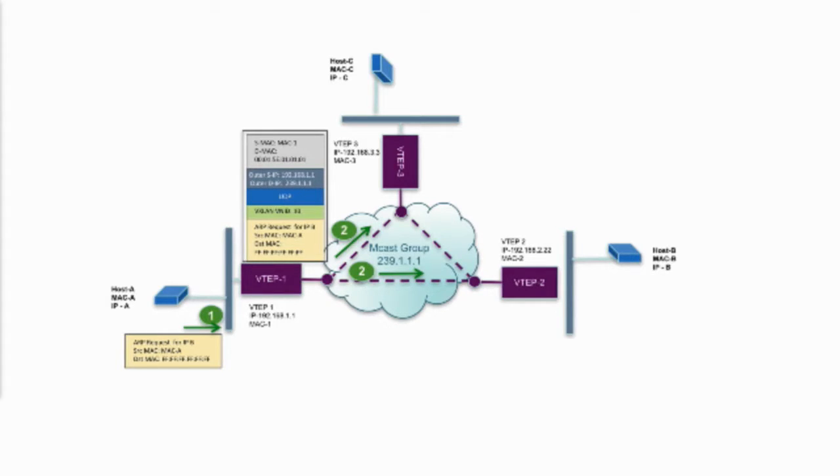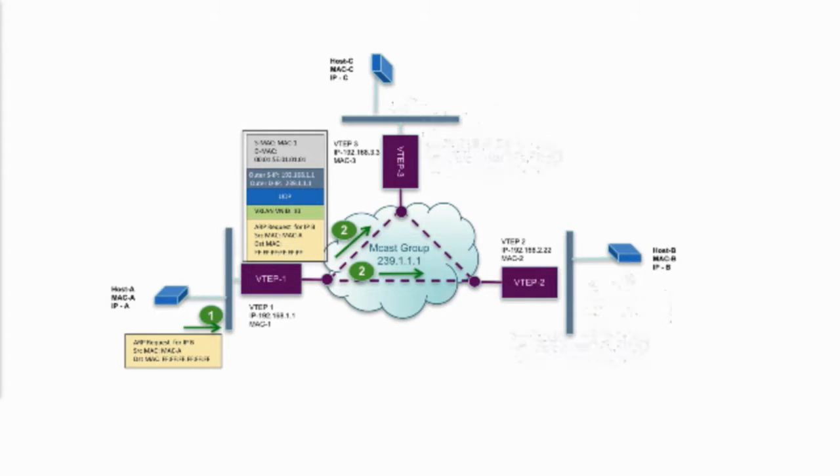Now, since there's a multicast group 239.1.1.1 and it's configured on both VTEP 2 and VTEP 3, both of them receive the packet. When they receive the packet, notice that it's a VxLAN packet. It has the VxLAN ID, which uniquely identifies the segment. Also notice the outer source IP and the destination IP. The destination IP will be the multicast address because it needs to flood to all the subscribers of that particular multicast group.